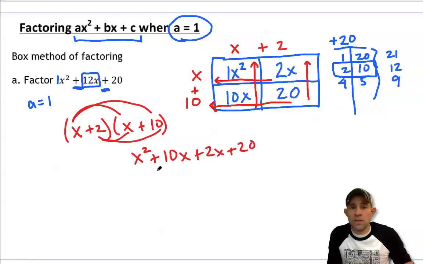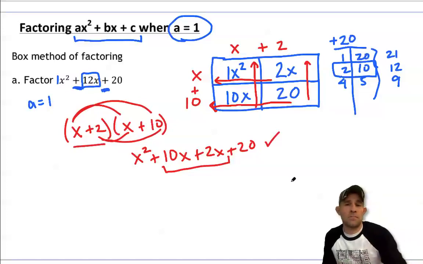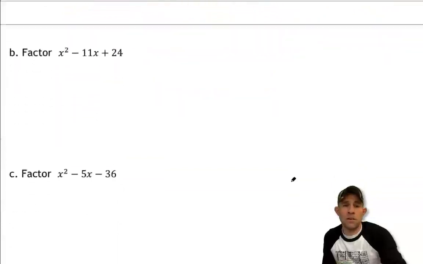So again, you can see how this 10x and 2x combine to give me my 12x, and I have x squared plus 12x plus 20. So it does check out. And my two factors are x plus 2 and x plus 10. All right, let's take a look at another example.